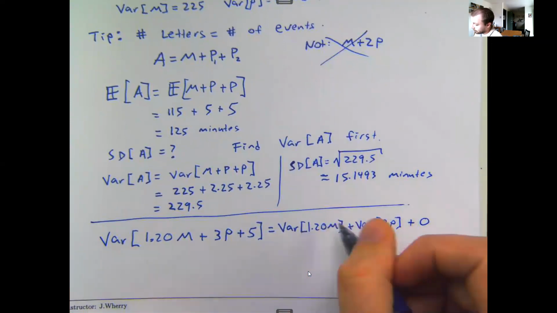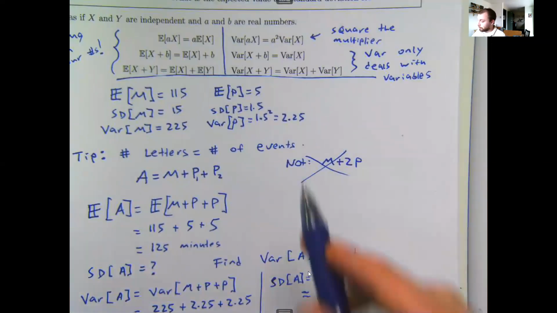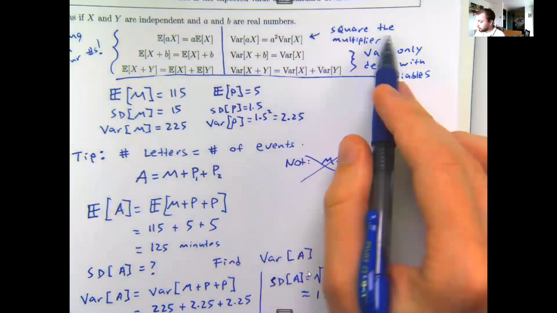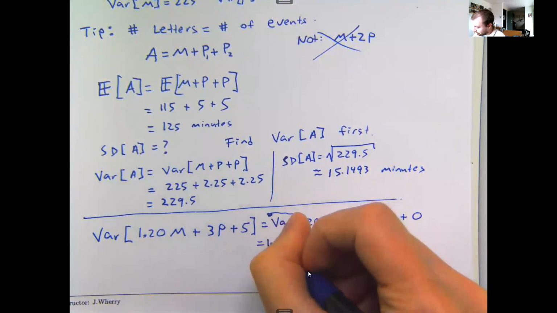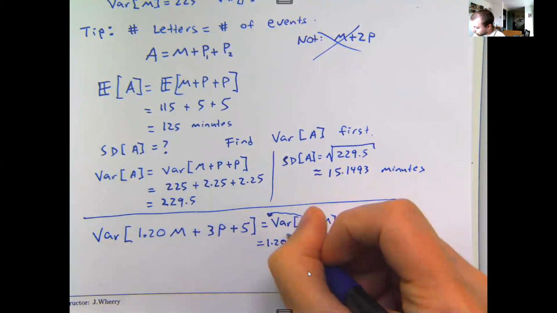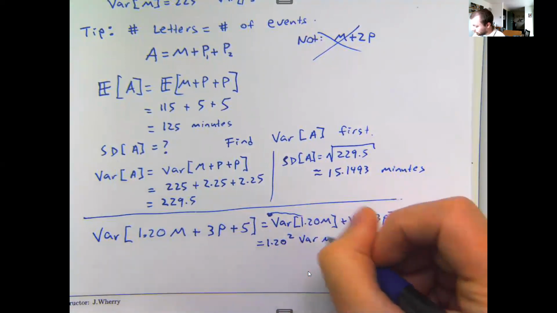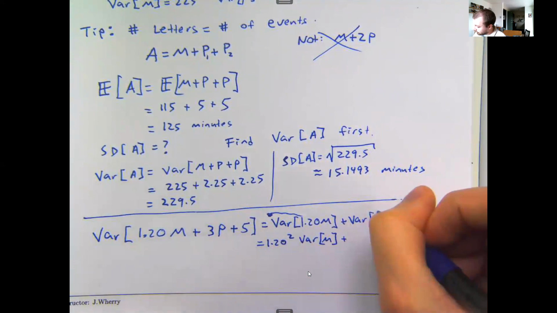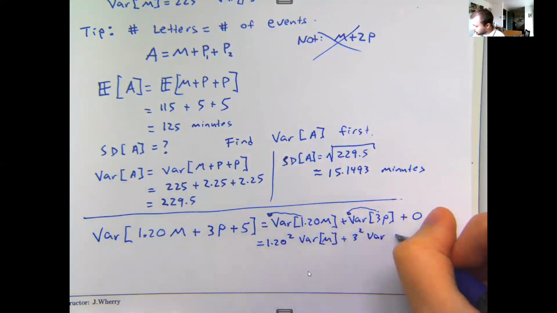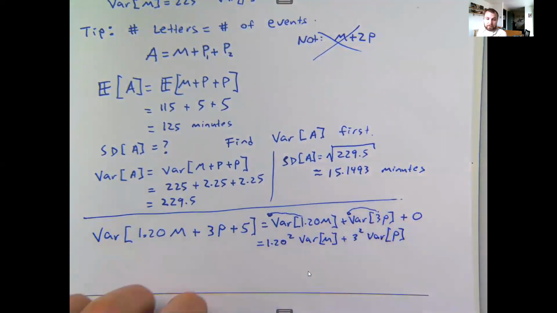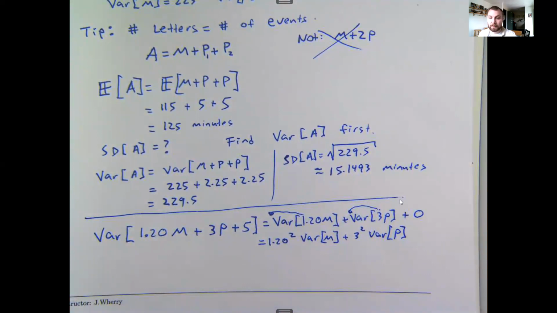Now, these have multipliers. So my other rule is if I'm pulling a number outside of the variance, I'm going to square the multiplier. So when I pull out this 1.2, that's a 1.2 squared times the variance. When I pull out this 3, this is squaring that as well. And it's really nice that it squares it because even if I have a negative number, when it pulls it out, it's going to make it positive. And variance looks at spread. It doesn't know the difference between positives and negatives. It only considers sizes of things.